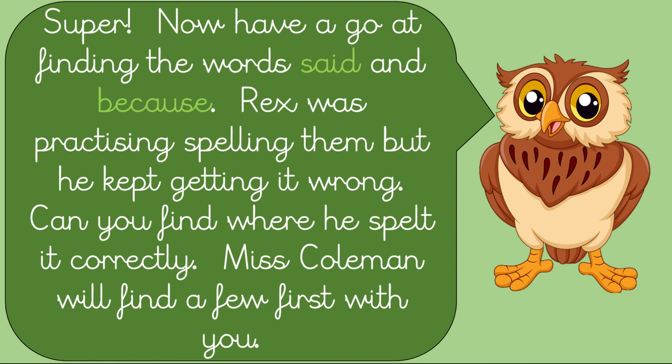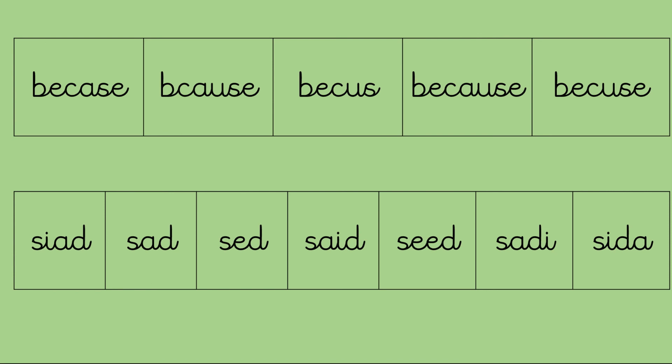Super. Now I will go to finding the words said and because. Rex was practicing spelling them, but he kept getting it wrong. Can you find where he spelt it correctly? Miss Coleman will find a few first with you. Right, so let's have a look. Right, there he spelt it. Oh dear. He's only spelt it correctly one time in the top one, because. And said at the bottom. Oh, he's only spelt it once correctly there. Can you find the correct spelling? Pause the video now.